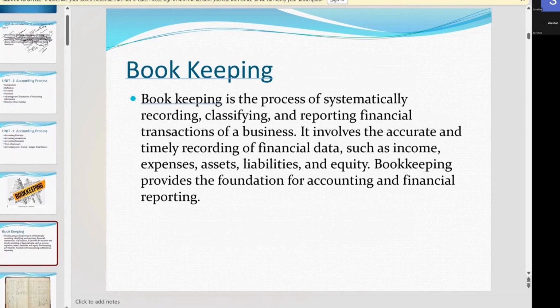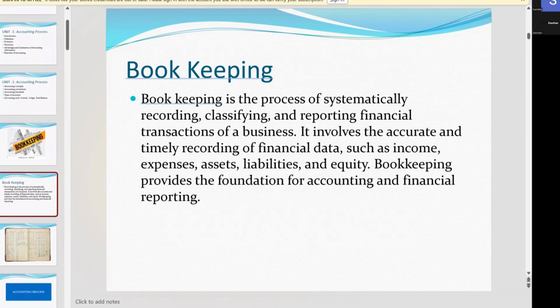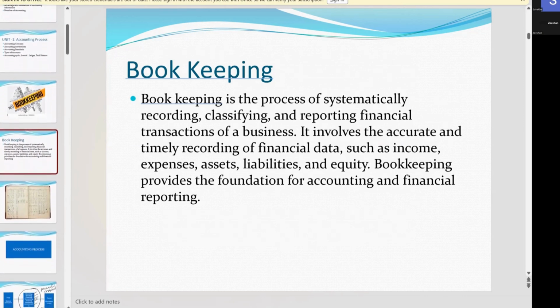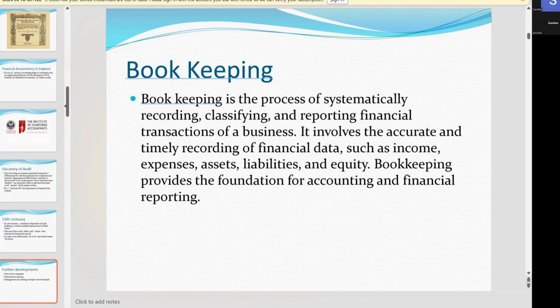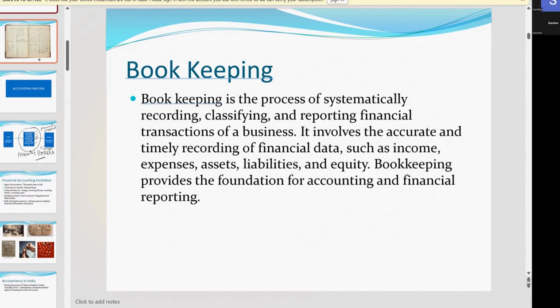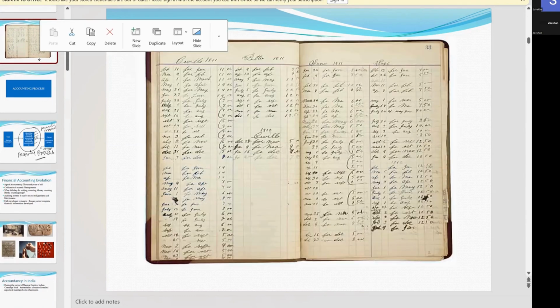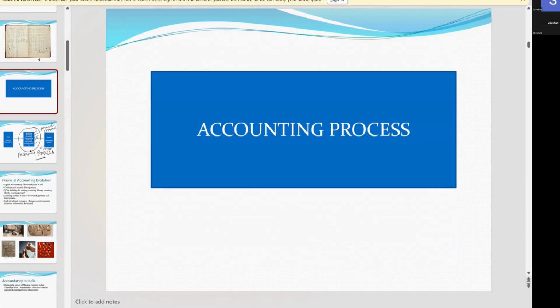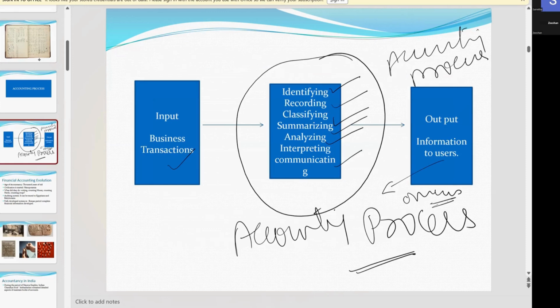Now, what is a transaction? If any entry involves money, we call it a transaction. And this is how bookkeeping looks. The next one we have seen is the accounting process. What is the accounting process? We take all the business transactions, identify, record and classify everything, and finally the purpose is to provide output information to the users.